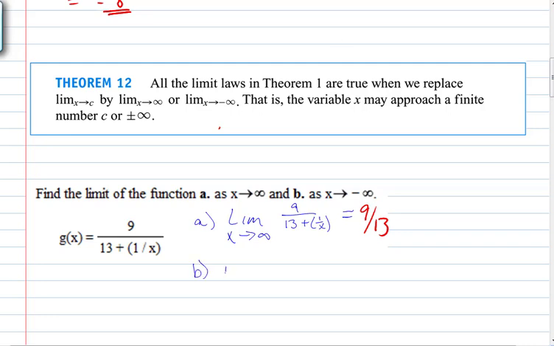Part B is the same thing. We look at the limit as x approaches, not infinity now, but negative infinity. All right, as x goes to negative infinity, the limit of 1 over x is equal to 0. So this ends up being 9/13 as well. What that means is this graph would end up having a horizontal asymptote at 9/13.